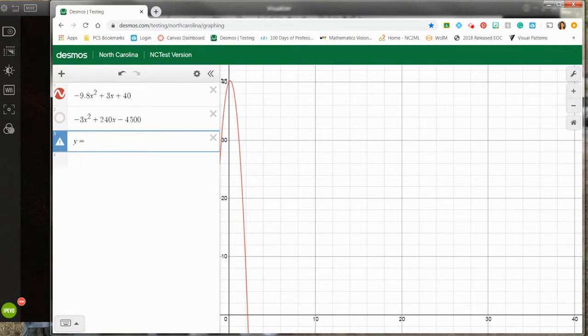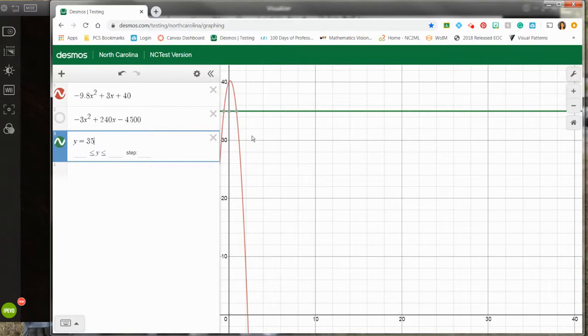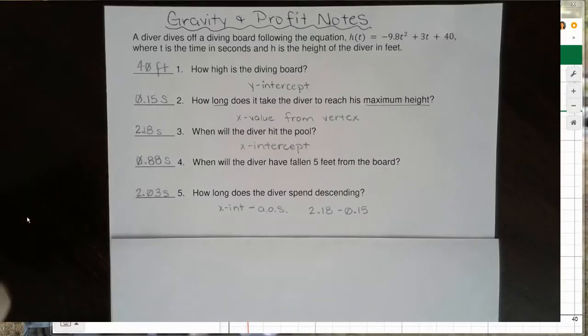5 feet below this, he's going to be 35 feet above the water. So this point right here tells me it takes him 0.88 seconds to fall to be 5 feet below the board. So that's everything to go with our diver question.